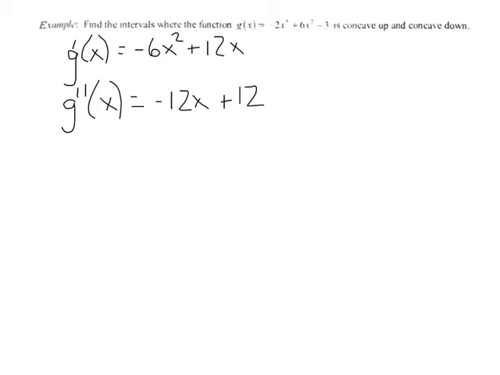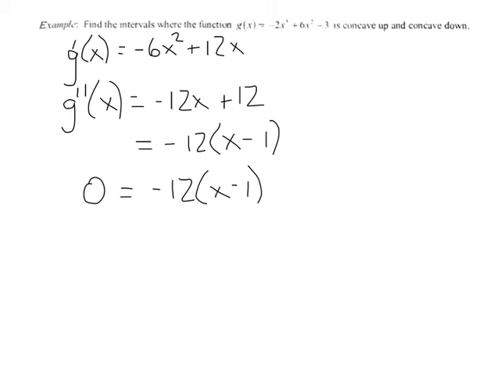And it just so happens that this factors kind of easily. It might be nice to see that it's going to relate to, let's see here, we're going to factor out a negative 12, so that would be negative 12 times x minus 1. Just want to make sure I'm doing this right. There we go. Okay, so we want to know, when will this whole thing equal 0? When will the second derivative equal 0? And that's only going to happen when x equals 1.